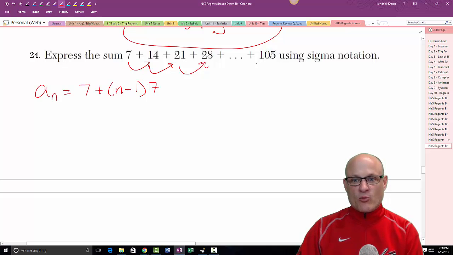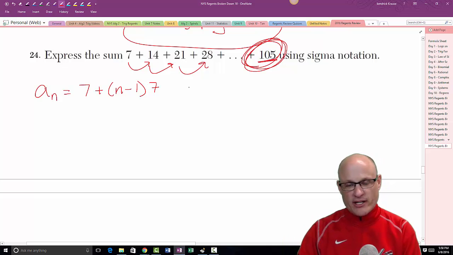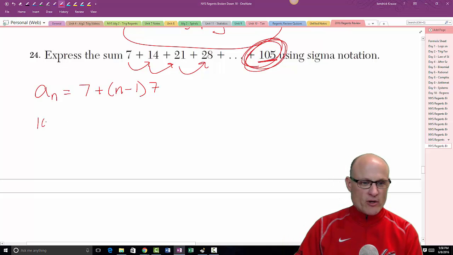Now I have to figure out how many terms I got to go to get 105. Now that's where I said you could just keep cheating and hopefully you get there. But I could just say, okay, 105 is equal to 7 plus, and then I'm going to distribute this 7.